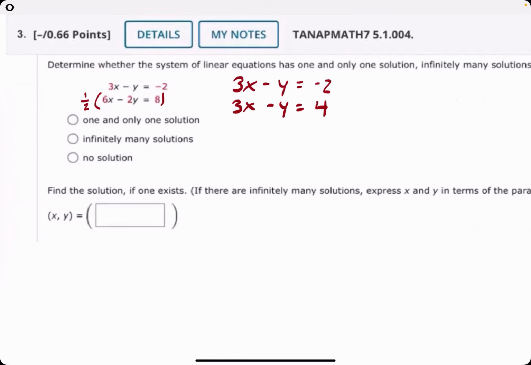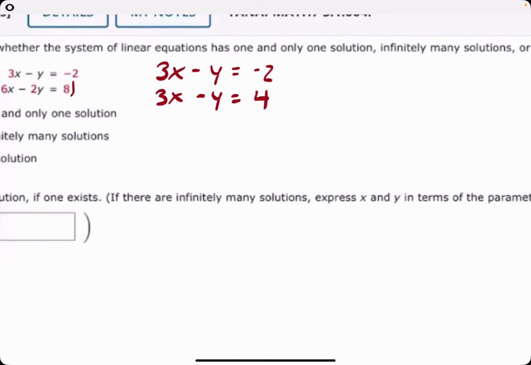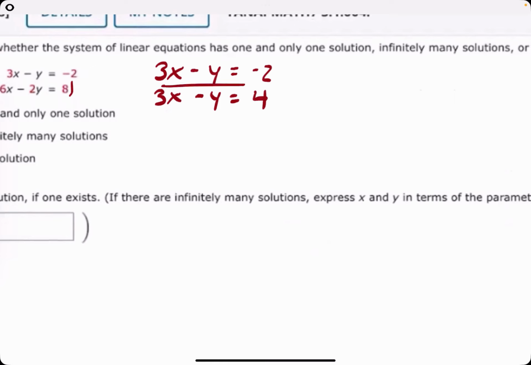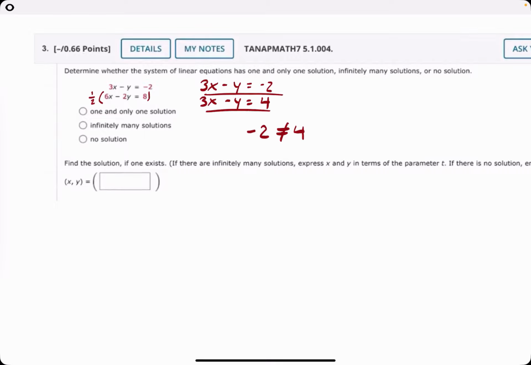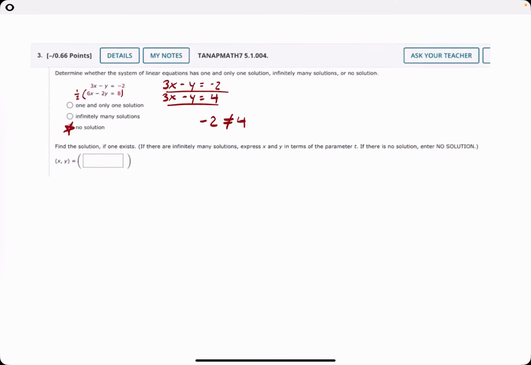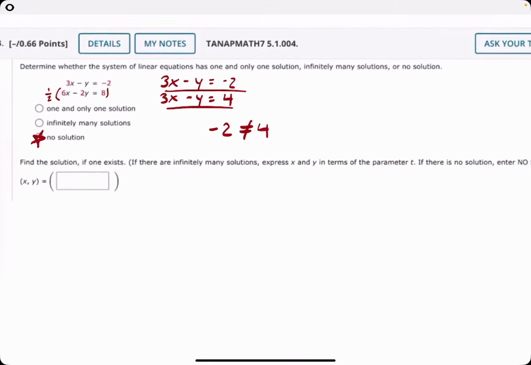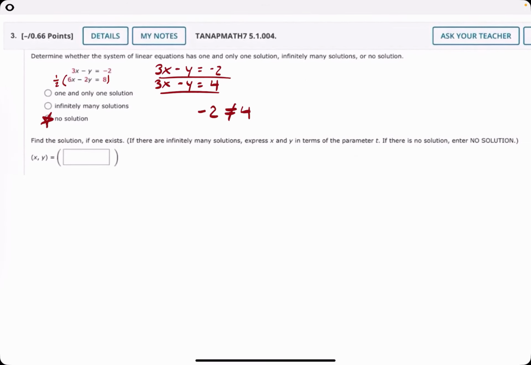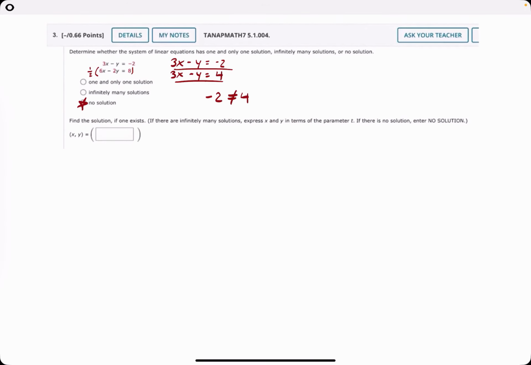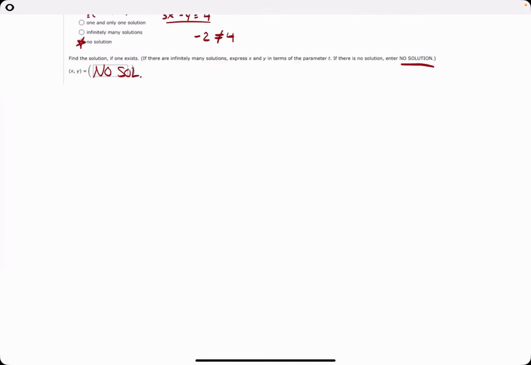Do you see the dilemma here? So we have the same thing equaling -2 and the same thing equaling 4. So this would conclude that -2 must equal 4, but that's impossible. So the idea is that there is no solution here because there's no x and y that can satisfy both of these equations simultaneously. It's just not happening. So if there's no solution, you type no solution here. That's pretty much it.